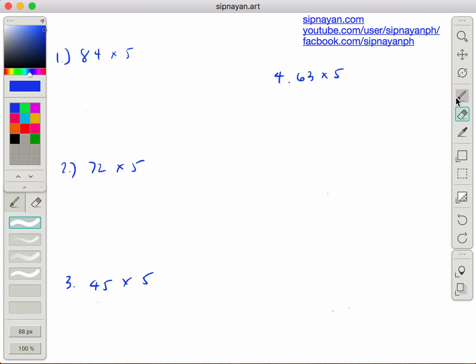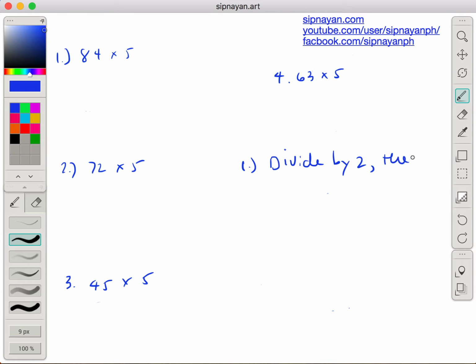Now, meron kayo turo sa inyo. Number 1 is you divide by 5. No. Not divide by 5. Divide by 2. No, 84 divide by 2. And then multiply by 10. So, yan yung isang method.